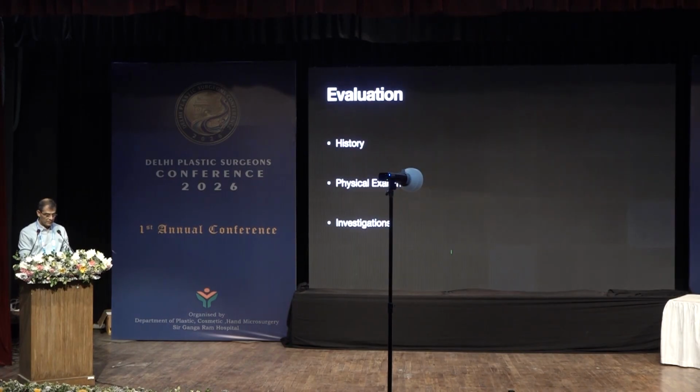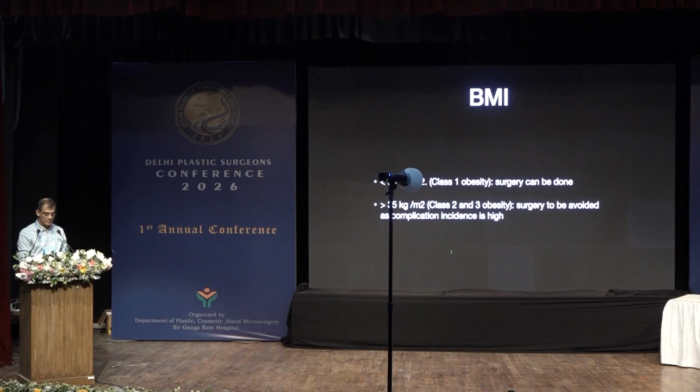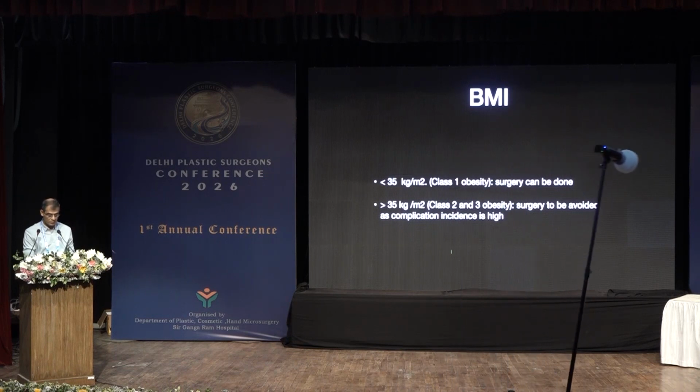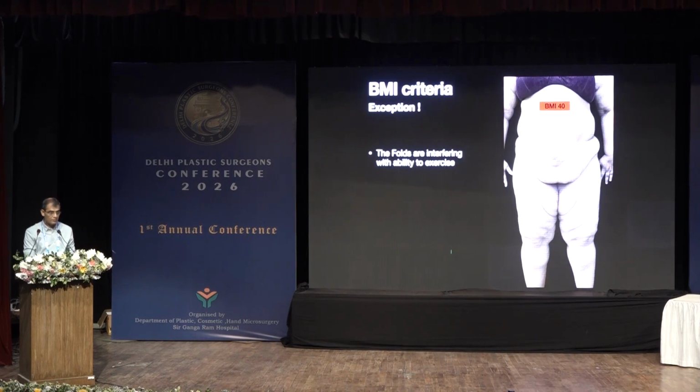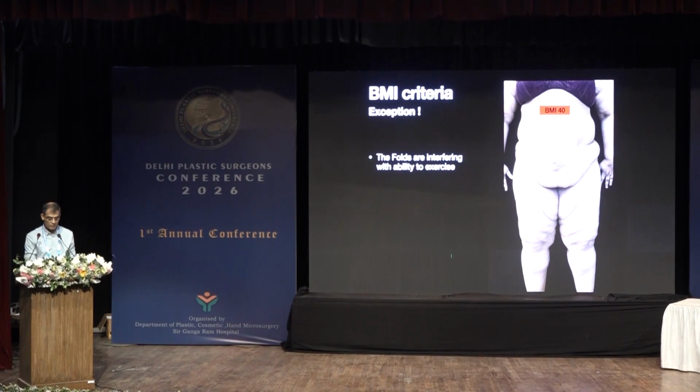Coming to the physical examination, BMI, for me, the cutoff point is 35 kg per square meters. Above this, the incidence of complication increases exponentially. But I would make an exception in cases like this with massive folds and presence of hernia, because she was unable to do any exercise due to this problem. So I went ahead and did the body contouring for her also, although the BMI was almost 40.